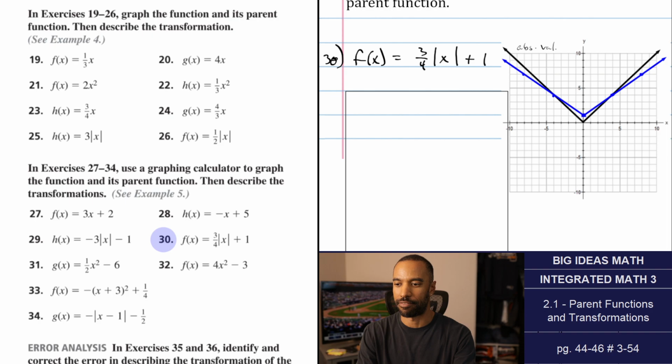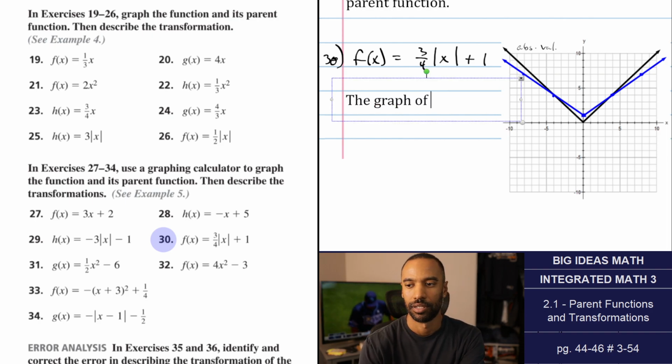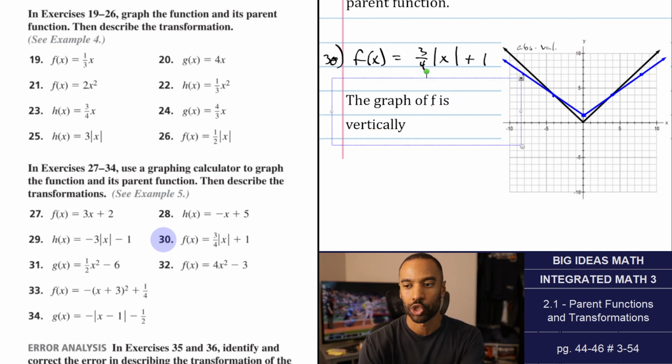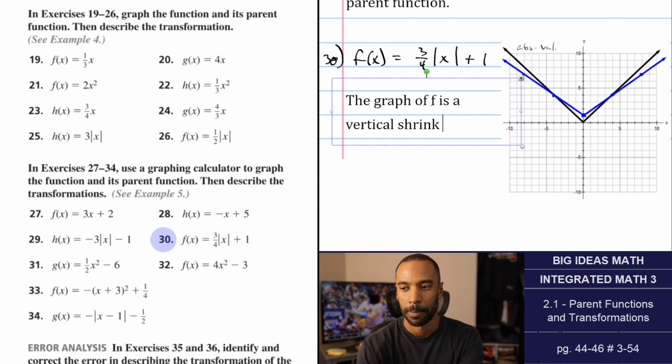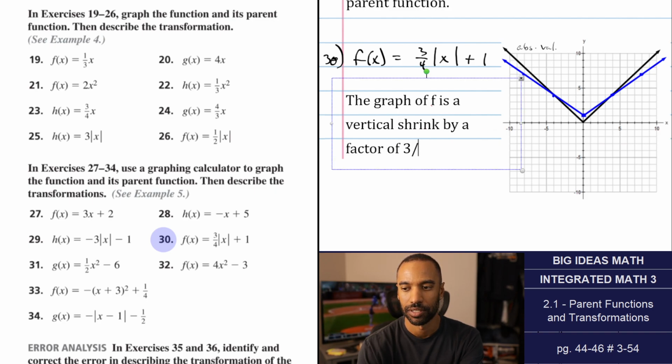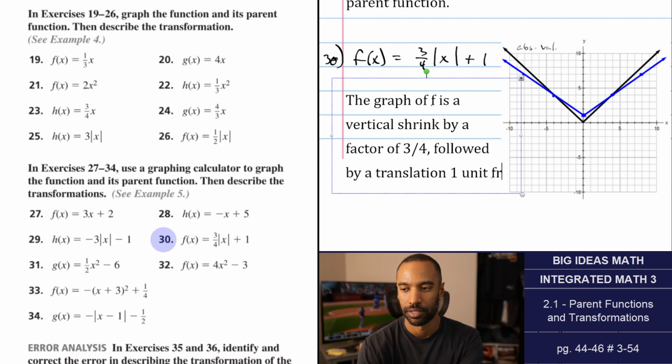So, what is the graph of f this time? The graph of f is a vertical shrink or compression by a factor of 3/4, followed by a translation 1 unit up from the parent function.